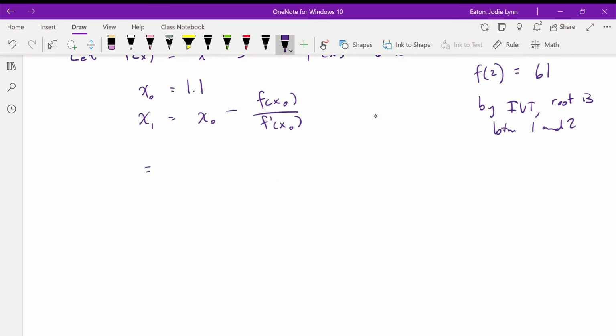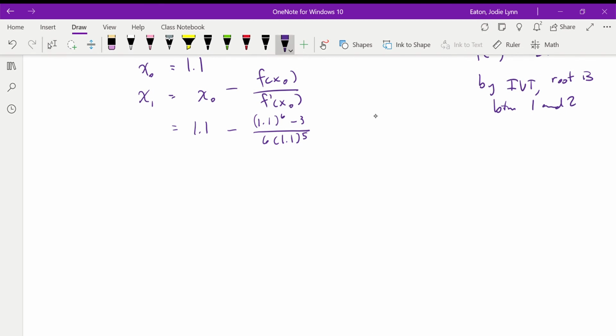And so it's 1.1 minus (1.1 to the power of 6 minus 3) over (6 times 1.1 to the 5th). Okay, and when I simplify that, being a modern person, I would actually use a calculator. We get 1.227. Okay, so let's try our next iteration.